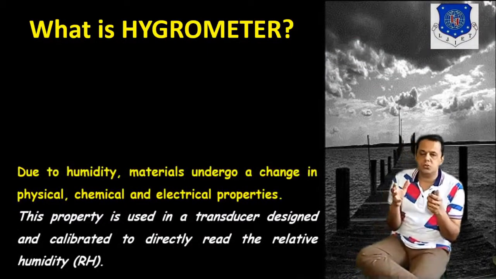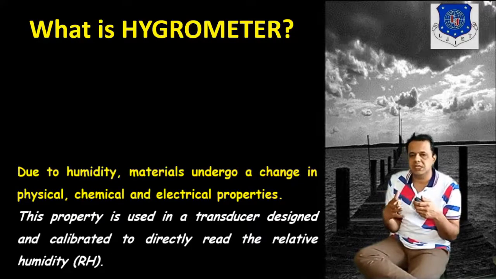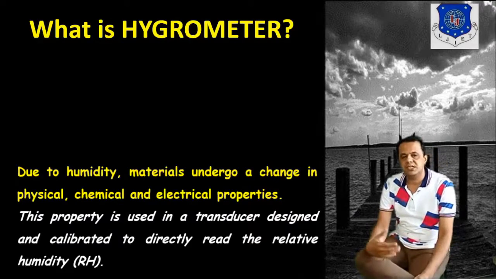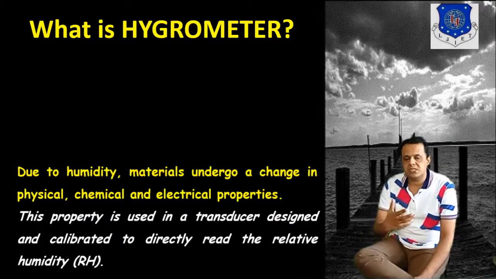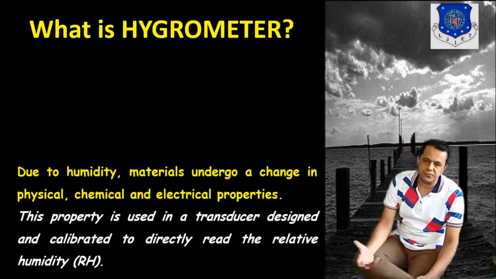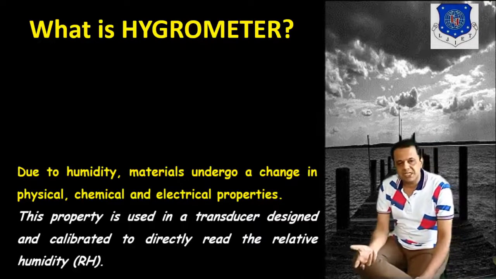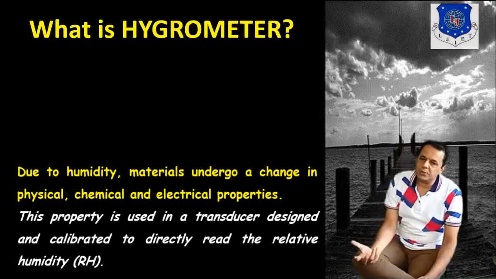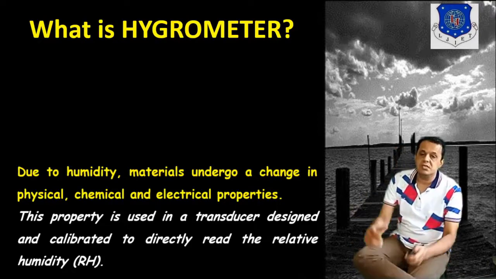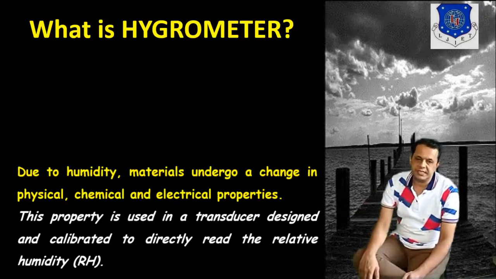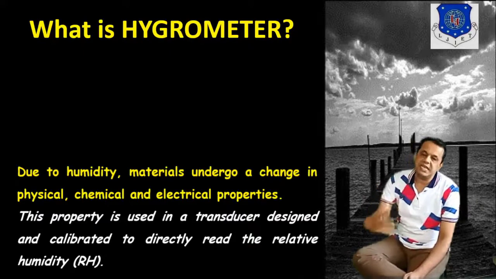We know that due to humidity, material has changes in physical, chemical or electrical properties. So these properties are changed due to humidity, as we all know. Say if it is a piece of paper and it is humid, then it becomes soft instead of crispy. Then some chemical changes are there. Electrical properties are changed, conductivity increases. So whatever changes in property are detected, that is used to design our transducers.